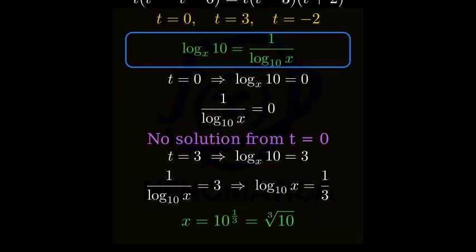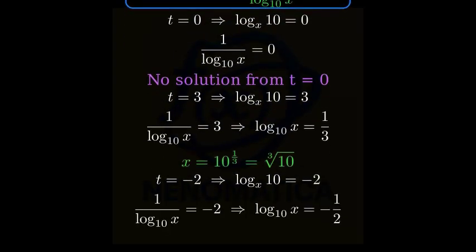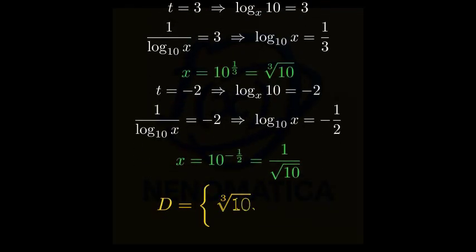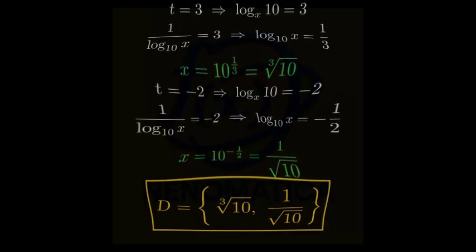Case 3, t equals -2. Log base x of 10 equals -2. Thus, 1 over log base 10 of x equals -2. So log base 10 of x equals -1/2. Convert to exponential form to get x equals 10 to the -1/2, that is 1 over the square root of 10. Finally, we collect only the valid x values. The solution set equals the cube root of 10 and 1 over the square root of 10.